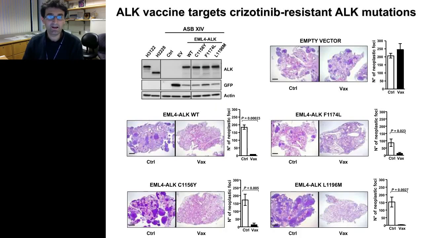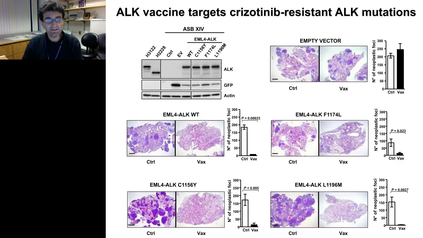So we took a syngeneic bulk cell line, which I'll call S14, and in these cell lines, which are ALK negative, we express either an empty vector, which is here only with the GFP as a reporter to check the percentage of expressing cells. And then we transduce these cells either with the wild type EML4-ALK or the three most common mutations, the 1156, the 1174, and the 1196.